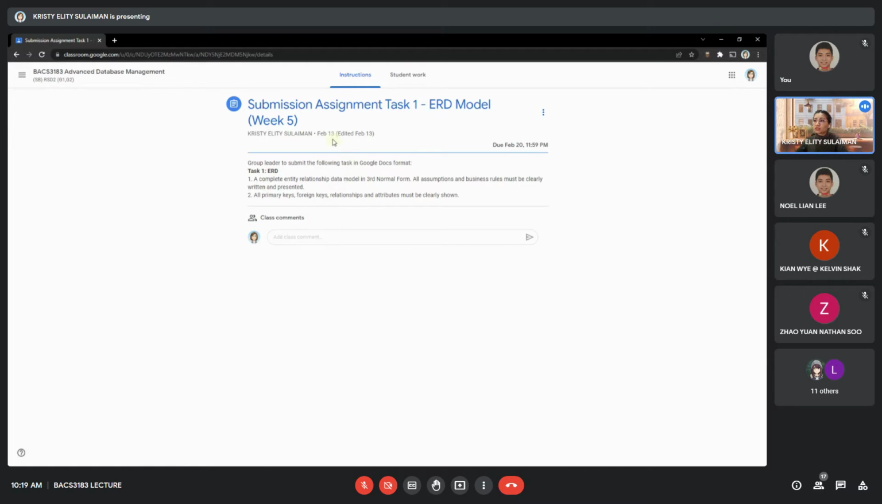Remember, the submission for your assignment task one is this week. You submit in Google Docs format. For this task one you submit in Google Docs format, so later when everything is finished, you combine everything into one full report. Do you have questions about the submission of assignment task one?